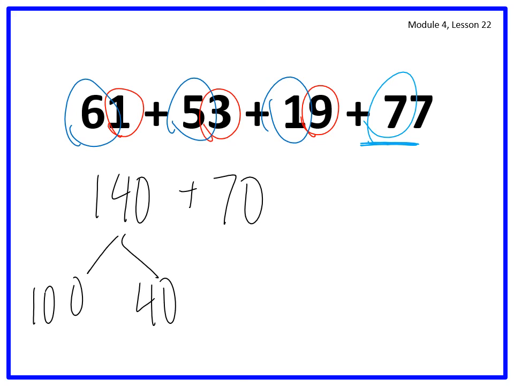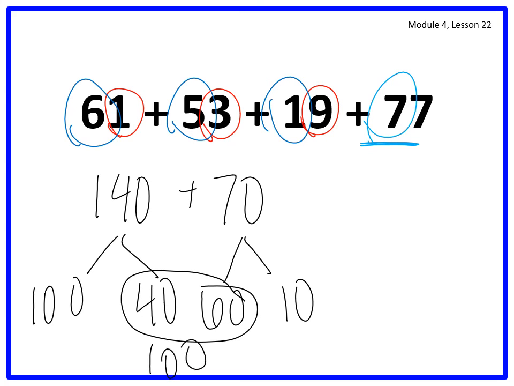Now I can look at what I need to make a new unit. What can I add to 40 to make a new unit? Well, I know that 4 tens plus 6 tens equals 10 tens. So if I take 6 tens from our 70, which would be 60, I have 10 left. So 40 plus 60 makes a new unit, 100. Now I know our answer is 100 plus 100 plus 10, or 210.